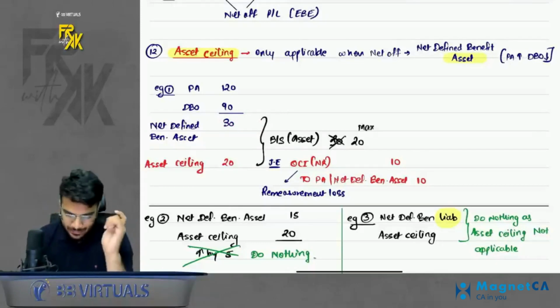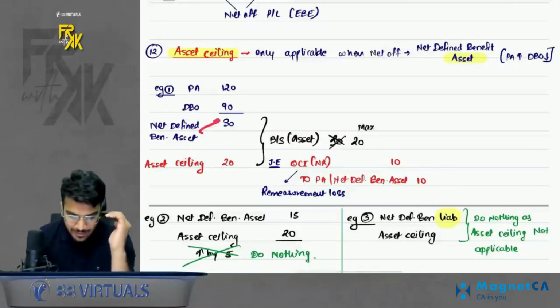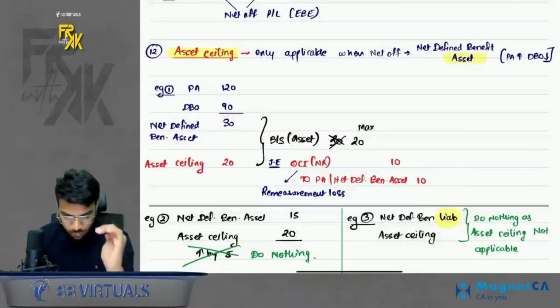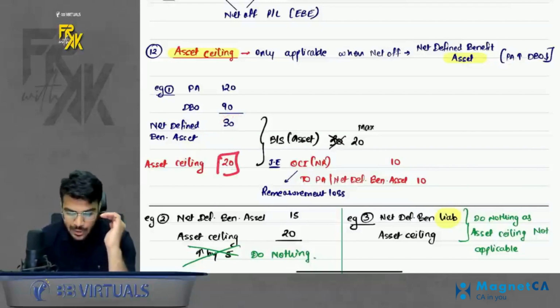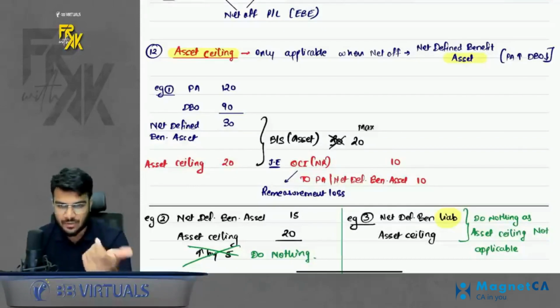So the excess 10 asset, you will have to reverse it. Just remember, ceiling means this is the maximum asset which you can show. So even if your net asset is coming to 30, doesn't matter. You will have to restrict it to 20 rupees. So you'll have to reduce the asset by rupees 10. That reduction is a loss due to asset ceiling. So how will I book it? This reduction will also go to OCI.